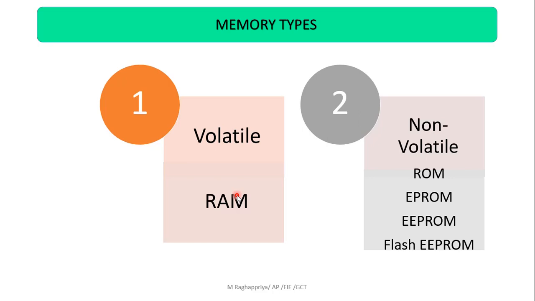RAM stands for random access memory. For non-volatile memory, there are classifications: ROM, read-only memory; EPROM, electrically programmable read-only memory; EEPROM, electrically erasable programmable read-only memory; and flash EEPROM. These are some of the types of non-volatile memory.